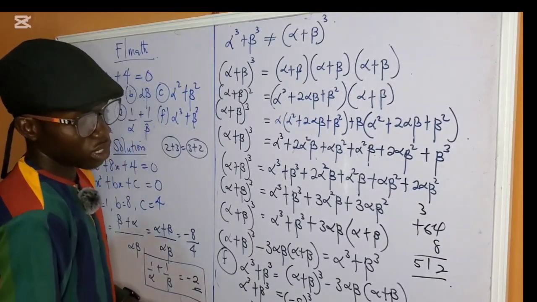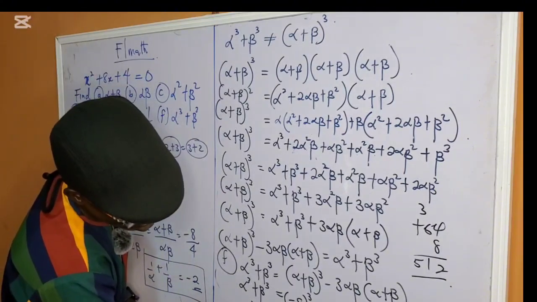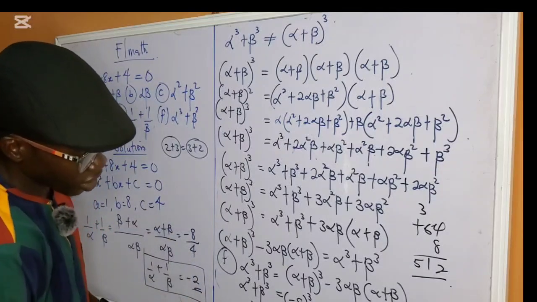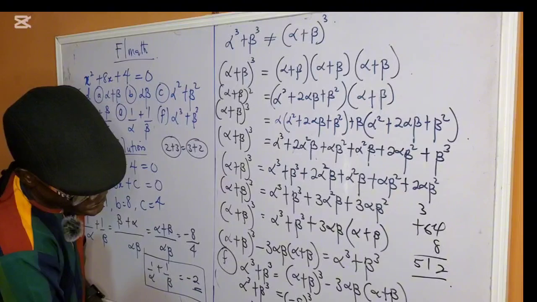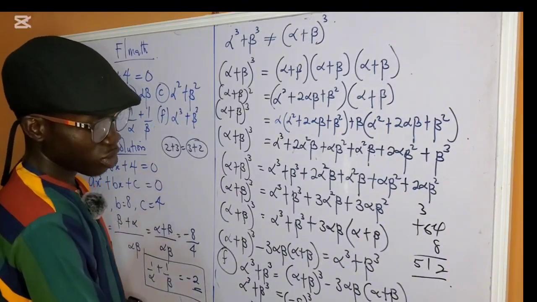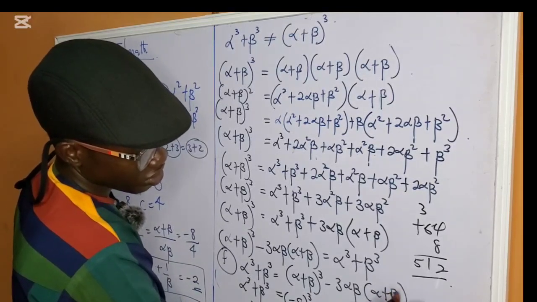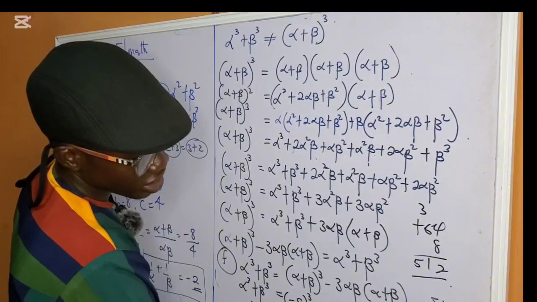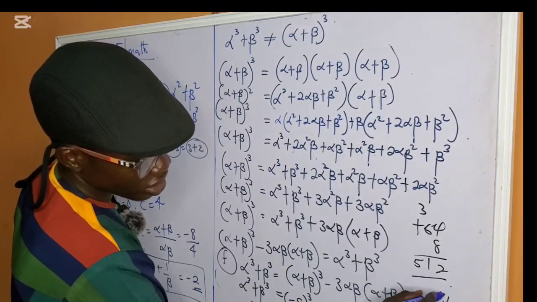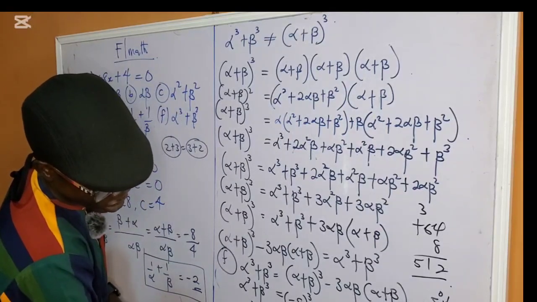3 times 4, that is 12. 12 times 8, that is 96. Yeah, if I'm not mistaken, 12 times 8 is 96. So, alpha cube plus beta cube equals minus 512 plus 96. You can just do it this way: 512 minus 96. That will give us 0, 12, 6. This is 50 minus 9, that is 41. So the answer is minus 416.